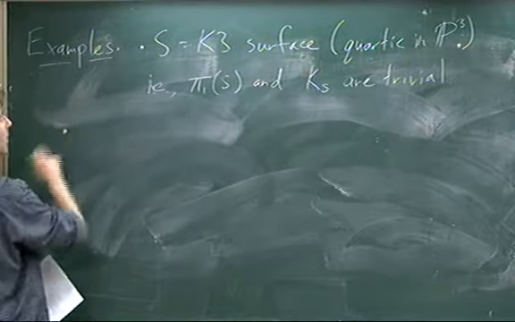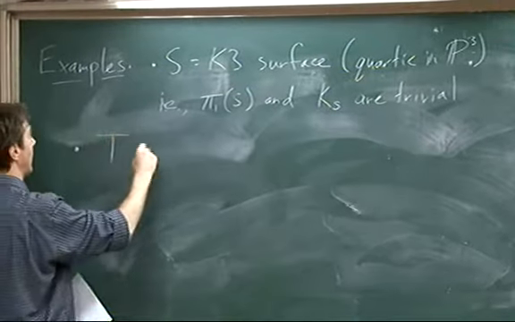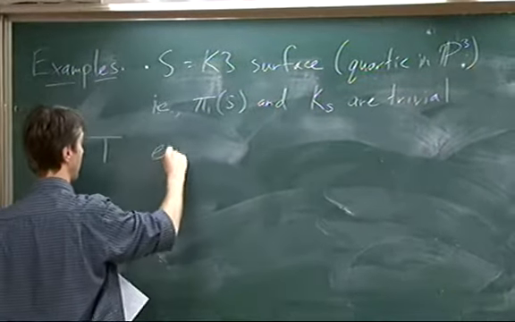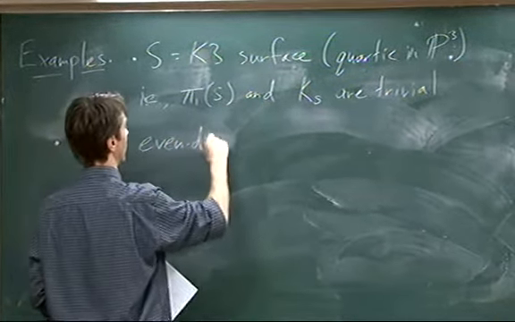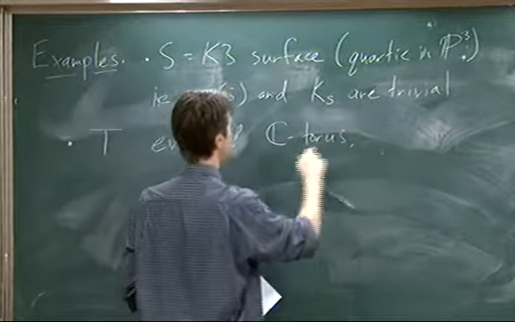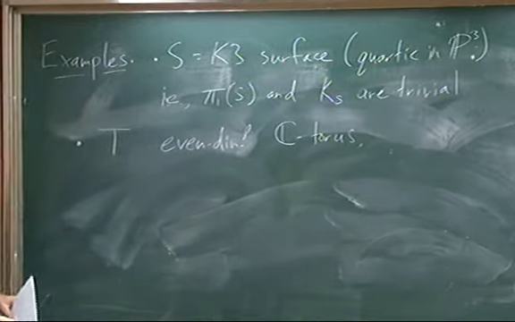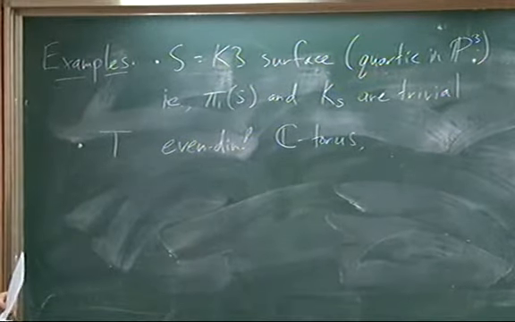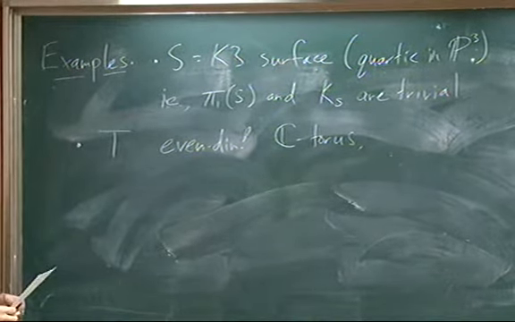They also have other examples, T being any even dimensional complex torus. And in this case, there are generally lots of choices of holomorphic 2 form, holomorphic symplectic form.